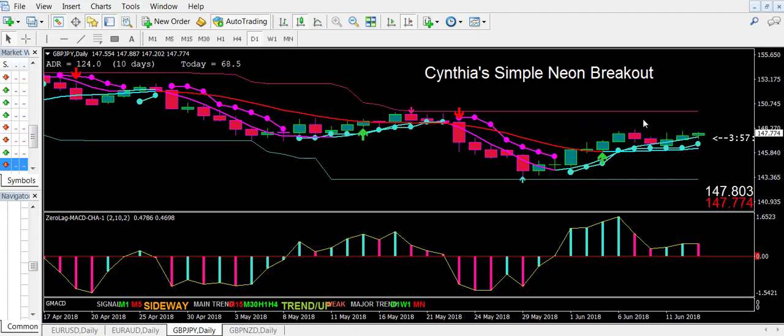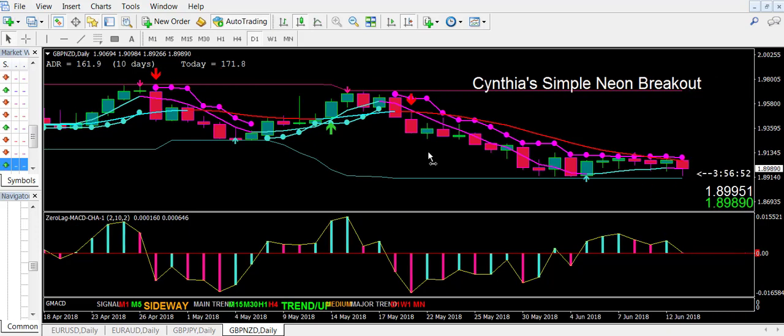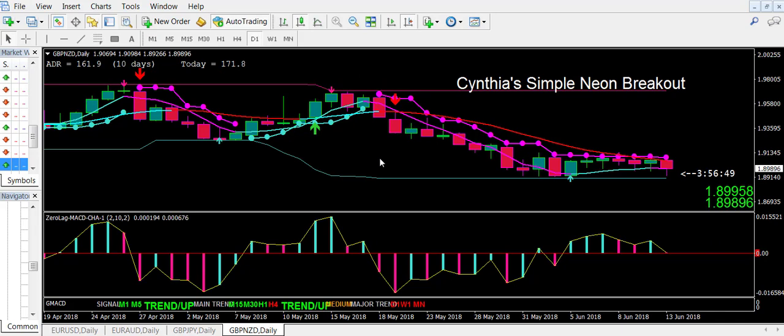So the last chart we'll look at is the pound New Zealand. Another feature of this trading system is it gives you an indicator for the average daily range. Look at how this one really moves. It moves so much better than all the other pairs, and it can be maybe a little bit choppy sometimes, but if you get your good entry and watch your volatility down here, you can enter.